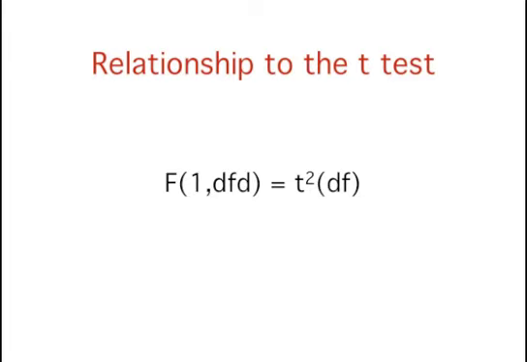Because ANOVA and an independent groups t-test can both test the difference between two means, you might be wondering which one to use. Fortunately, it does not matter, since the results will always be the same. When there are only two groups, the following relationship between F and t will always hold. F(1, dfd) equals t squared(df), where dfd is the degrees of freedom for the denominator of the F-test, and df is the degrees of freedom for the t-test. dfd will always equal df.